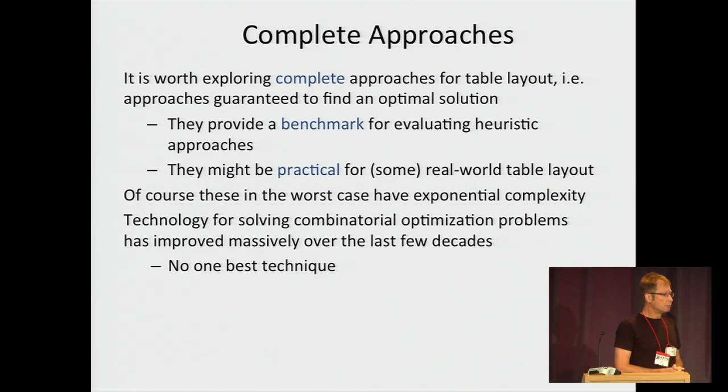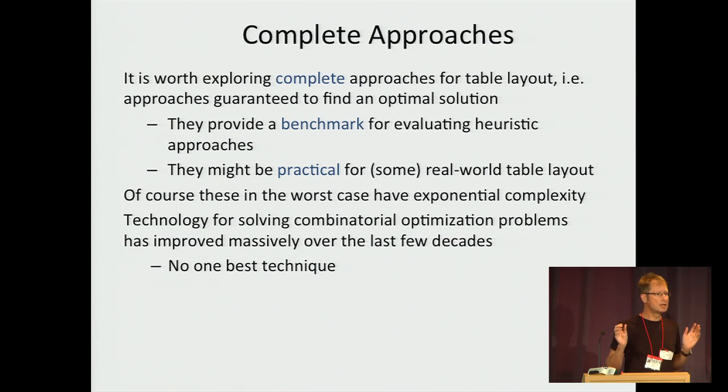Why are we interested in complete approaches? For at least two reasons. The first is as a benchmark for evaluating heuristic approaches for table layout. So how good are your heuristics? Well, the only way to evaluate that is to actually know what the optimal solution is. And that was our original reason for doing this. But also, it may turn out that these complete approaches in practice are fast enough for real-world table layout.